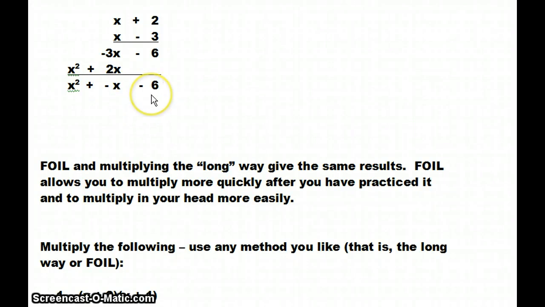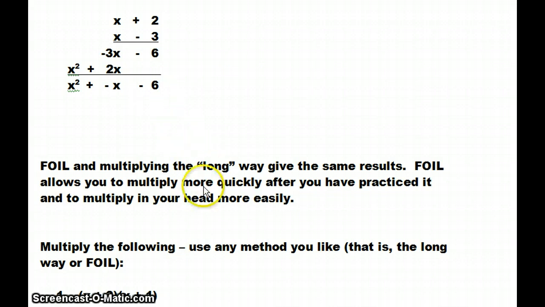So as you go through these problems, you now have a choice. You can do the problems that are the two binomials by using the FOIL method, or you can multiply them the long way. Either way is going to give you the same results. FOIL would allow you to more quickly multiply things together after you've practiced it a lot, and it's a little bit easier to work things in your head. But knowing that you're probably not going to do a lot of these problems, pick the way that seems easiest to you or that you understand the best.